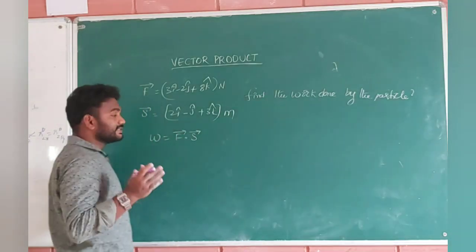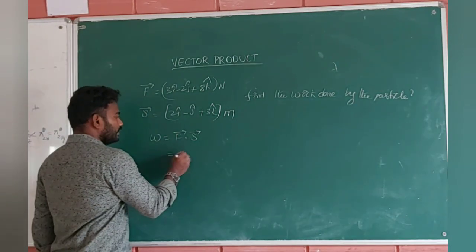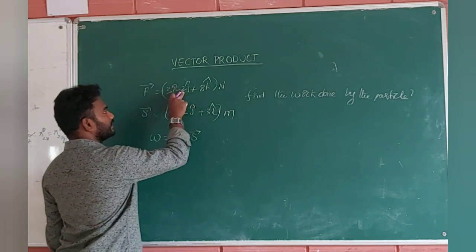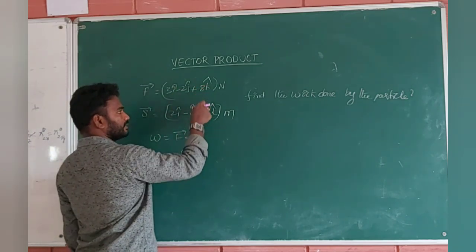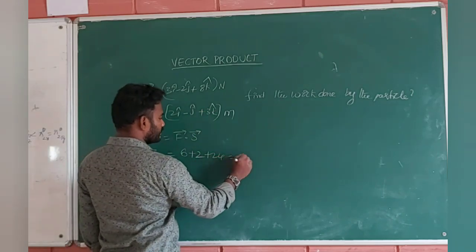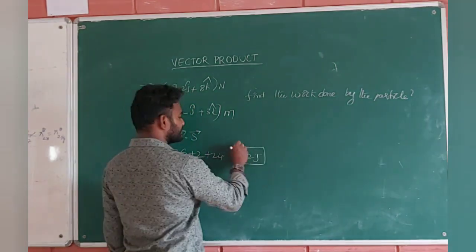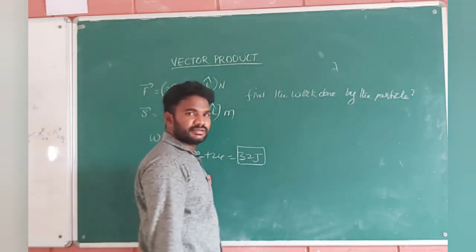Guys, this is very helpful for you in the work, power, energy concept also. So for the dot product, 3 into 2 is 6, minus 2 into minus 1, plus 8 into plus 3 is 24. So what is the answer? 24 plus 2 plus 6, 32 joules is the right answer. That's it, guys. How simple it is, see.